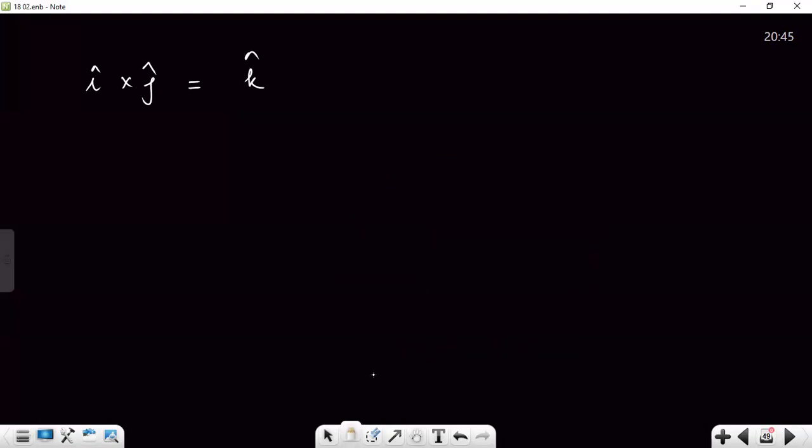So as we know, i cap cross j cap is not going to be commutative. So j cap cross i cap will be minus of k cap.